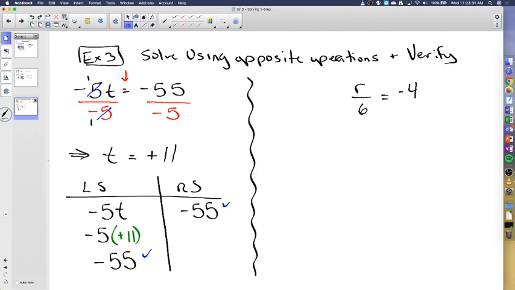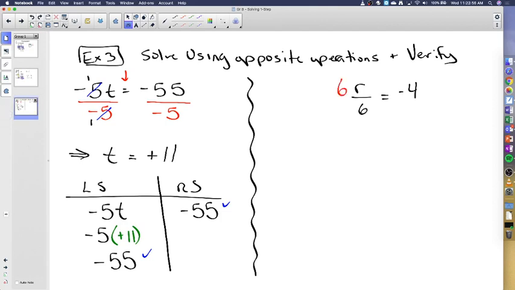The second equation here is r over 6 is equal to -4. Now when we write it as a fraction, r over 6, that line in a fraction means we are dividing. So I'm taking r and dividing it by 6, and I need to undo that division by 6. The opposite operation of dividing by 6 is to multiply by 6.